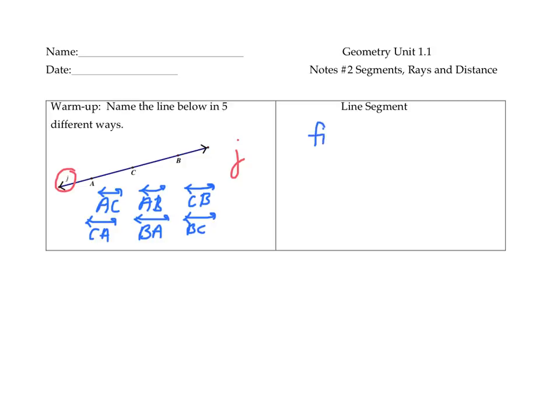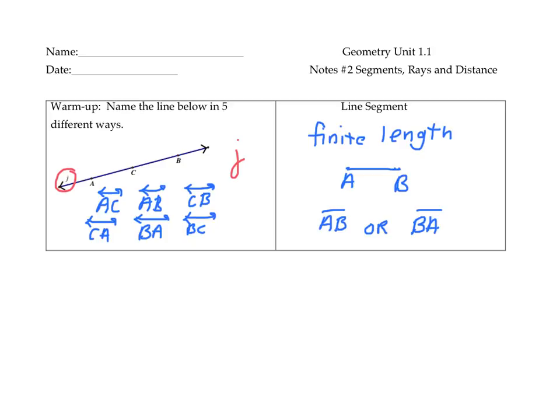A line segment has finite length. It's something that we can measure in centimeters, feet, inches, miles. Now, similar to a line, we'll have points on this line, but 2 of those points are the endpoints of the line segment. And we use those endpoints to name the line segment.